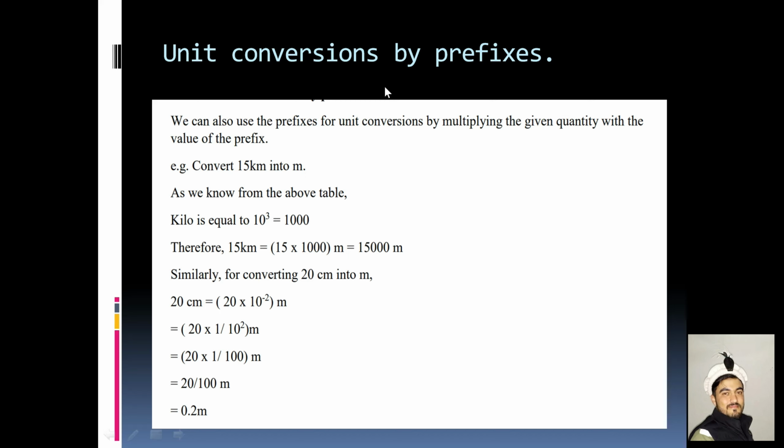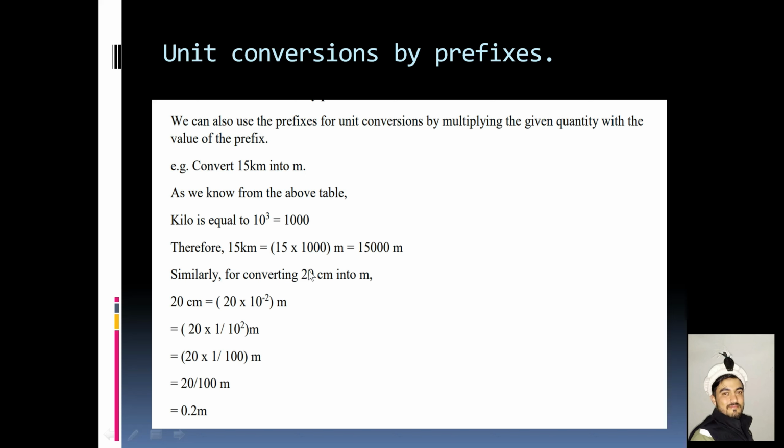When we are talking about unit conversions by prefixes, this is also important. We can also use the prefixes for unit conversion by multiplying the given quantity with the value of the prefix. For example, convert 15 kilometer into meter. As we know from the above table, as we discussed in table 1.4, kilo K is equal to 10 raised to the power 3, and 10 raised to the power 3 means 10 multiplied by 10 multiplied by 10, which is equal to 1000. Therefore 15 kilometer is equal to 15 multiplied by 1000. In place of K meaning kilo, you have to put 1000, and so it is 15,000 meter.